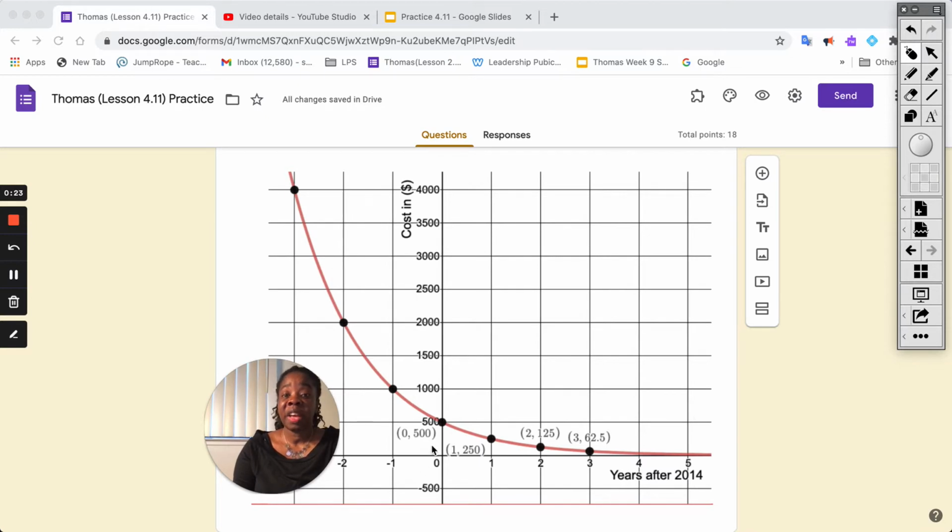The initial value is going to be 500, which we're going to need for our equation. And then we also want to consider the growth factor. So when you look at the growth factor from this graph, how is it changing? It's going from 500 to 250, and then from 250 to 125. So it's being multiplied by 1/2. All right, so we can see that that is 1/2 of what it was initially.